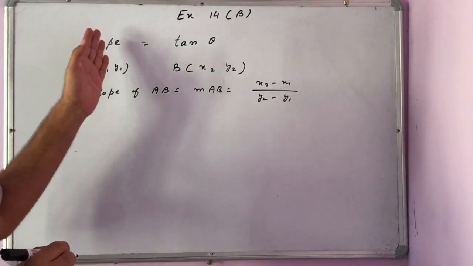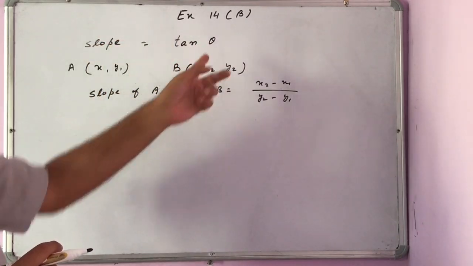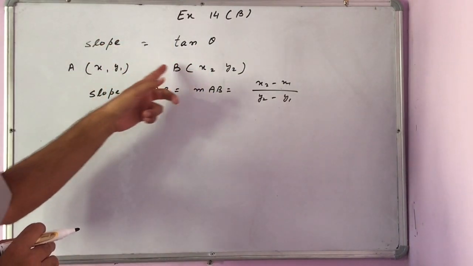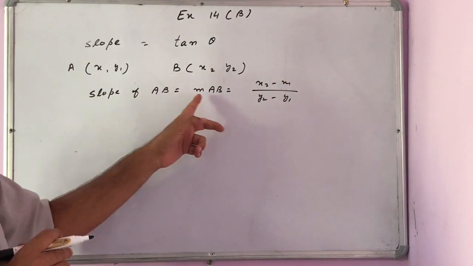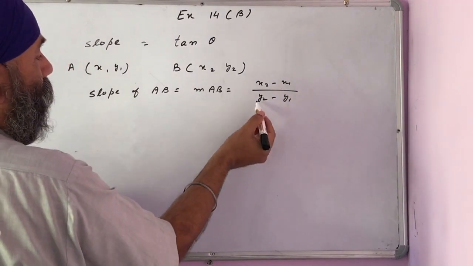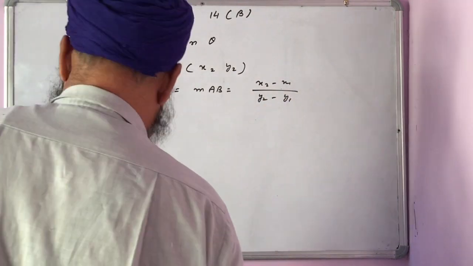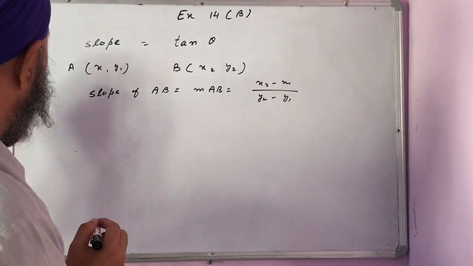So there are two methods to find slope. If angle is given, then I find tan theta. If 2 points are given from which the line is passing, then slope of the line is x2 minus x1 upon y2 minus y1. So these two formulae you must remember.